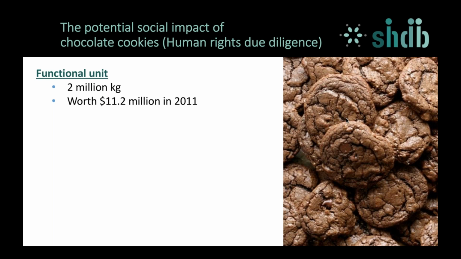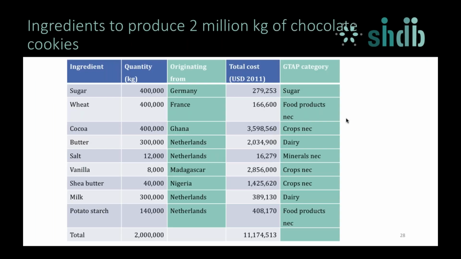And so in this case, the functional unit was 2 million kilograms of chocolate cookies, because that was what this production facility was producing. So I already like your example, Monique. Yeah. Sorry. So when you produce 2 million kilograms of cookies, you have to determine how much it is worth expressed in US dollars 2011.